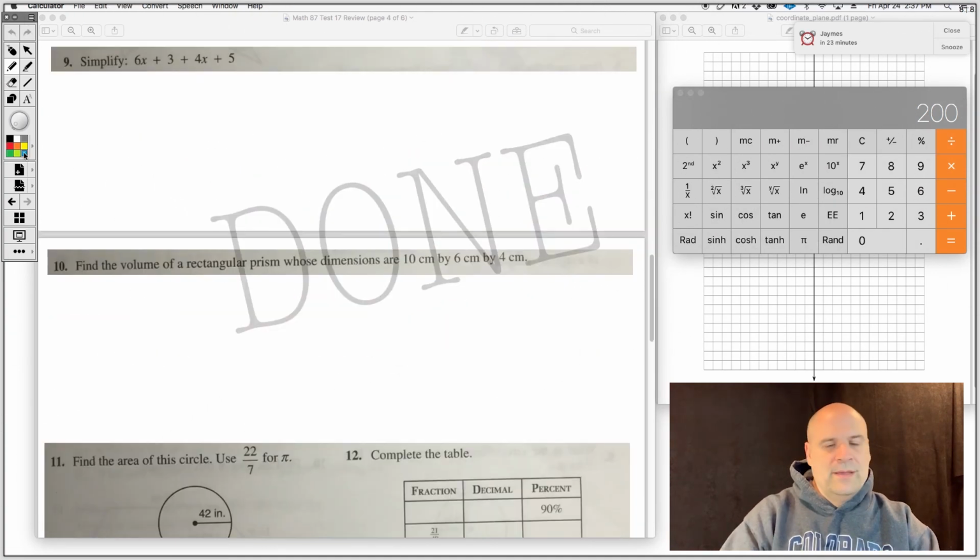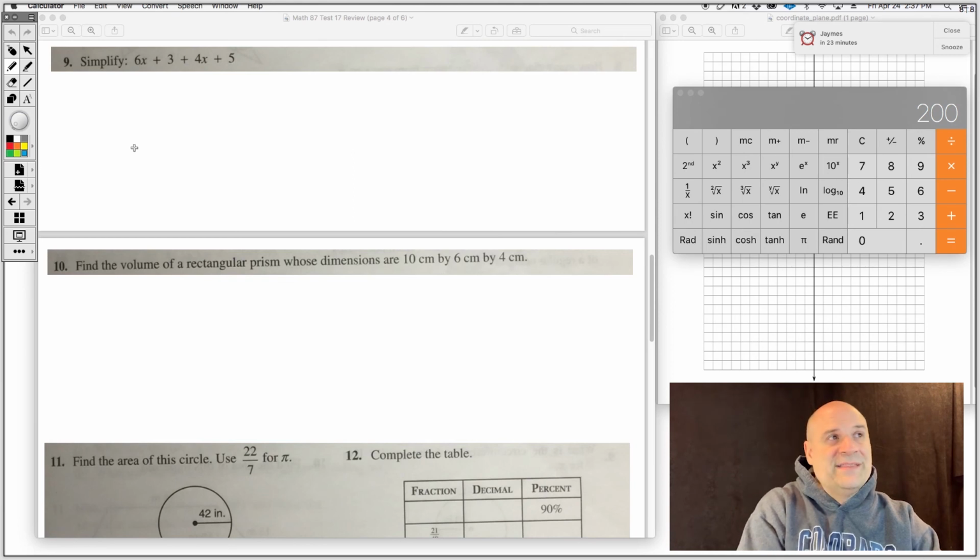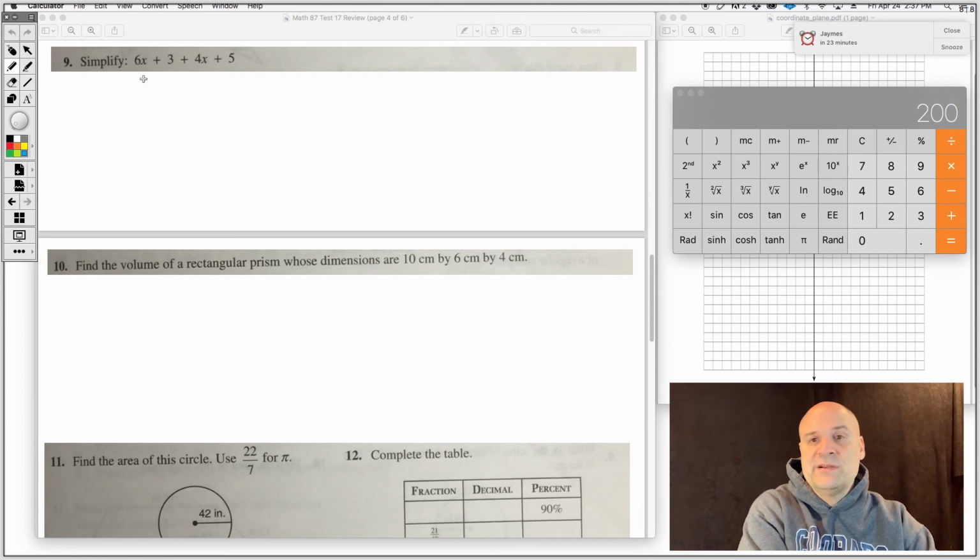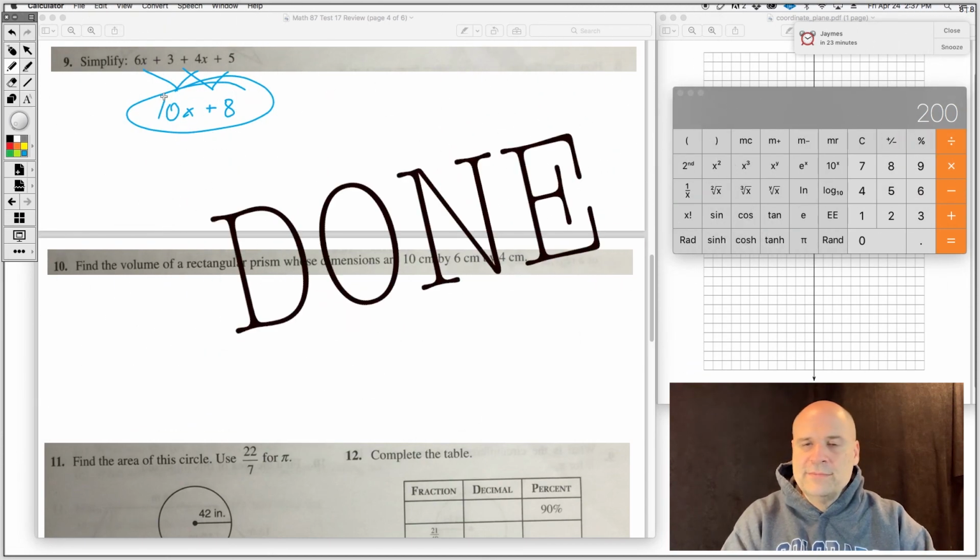Okay, cool. All right, number 9, we're just gonna simplify this. When it says simplify, you're looking for a couple things. You're looking to get rid of parentheses, but you're also looking to combine like terms. Remember, you can only combine x's with x's and constants with constants. So 6x's plus 4 more x's is 10x's. And 3 plus 5 is 8. So that's all you can do there, okay?